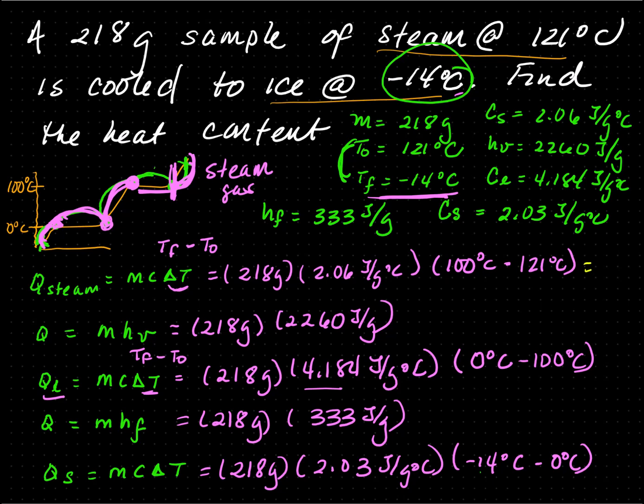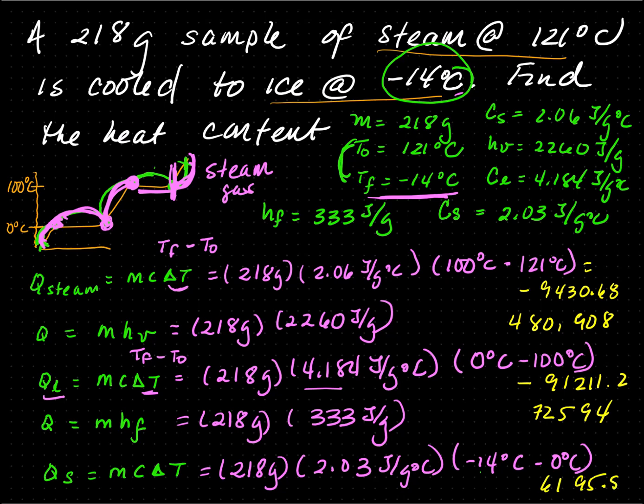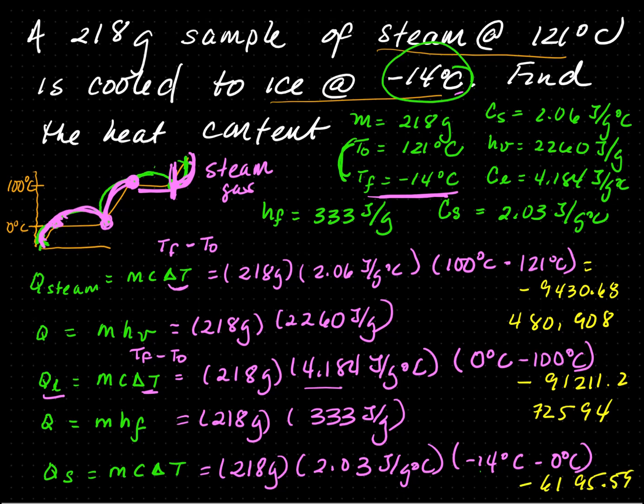The steam equals negative 9,430.68. Condensation equals 480,908. The cooling of the liquid is negative 91,211.2. The freezing is 72,594. And making it a harder ice is negative 6,195.59.